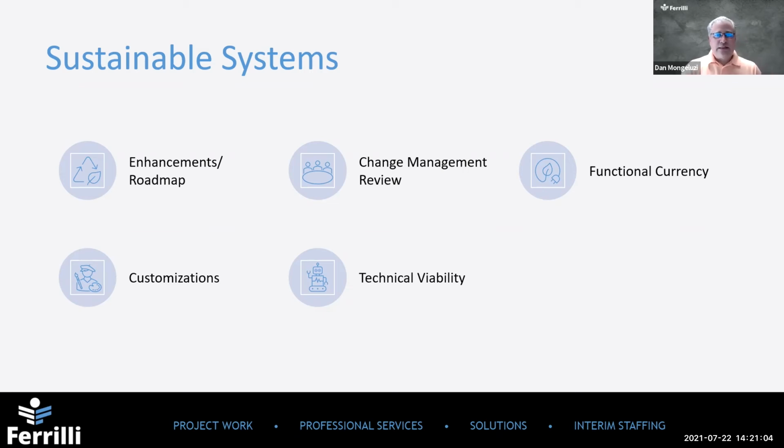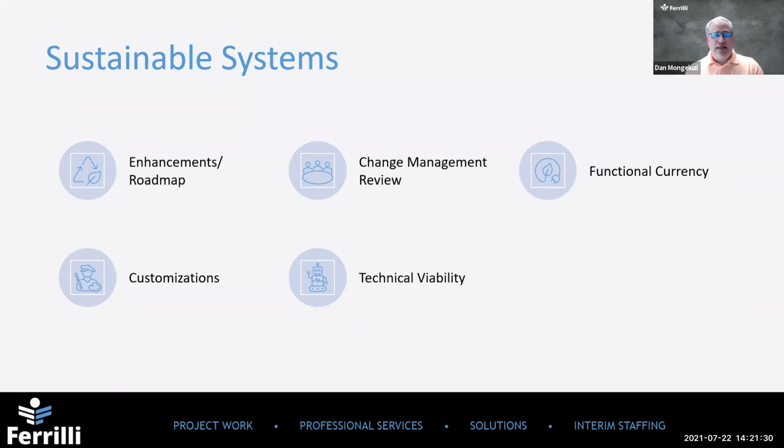Functional currency is another factor. Are you looking at what's happening in the market? Are you offering the right functionality? Are you doing things more efficiently like other schools are doing? Because if you're impacting your students with any functional needs, that's going to be detrimental to your organization.